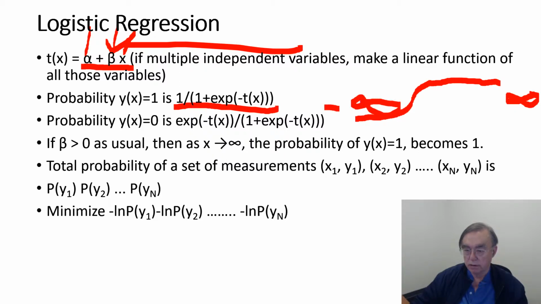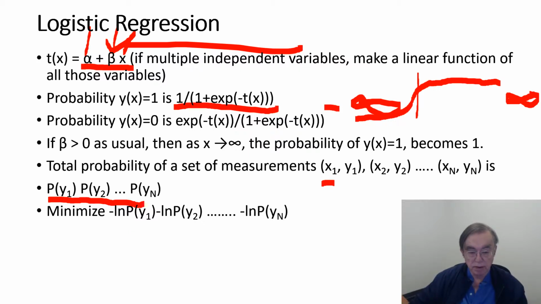It goes from 0 to 1, and it has a nice, smooth transition at this point here, and the alpha and beta determine the value of that point. And so if you have a whole bunch of measurements, x1, y1, x2, y2, xn, yn, then we think of it here, we have a probability p, and we just write down the observations because we know for each of the x's what the y is.